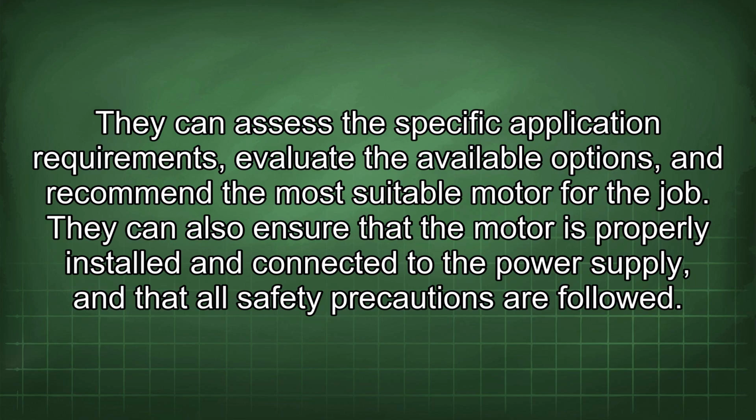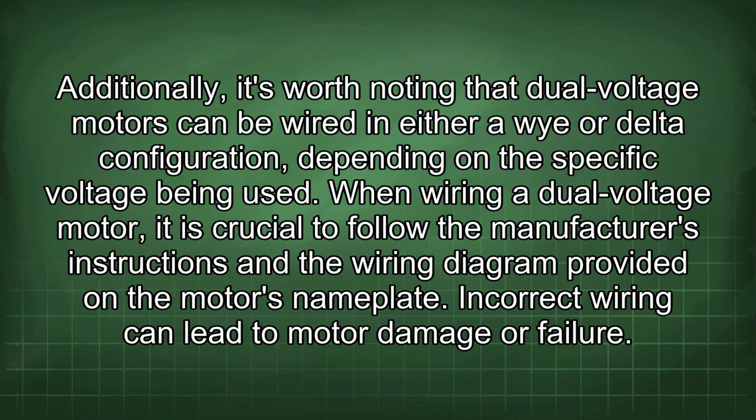They can also ensure that the motor is properly installed and connected to the power supply, and that all safety precautions are followed. Additionally, it's worth noting that dual voltage motors can be wired in either a Y or delta configuration, depending on the specific voltage being used. When wiring a dual voltage motor, it is crucial to follow the manufacturer's instructions and the wiring diagram provided on the motor's nameplate. Incorrect wiring can lead to motor damage or failure.